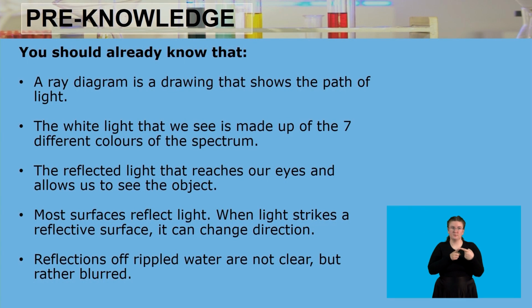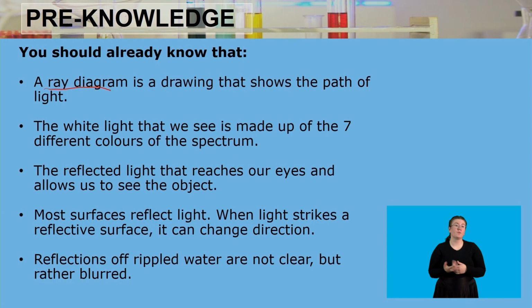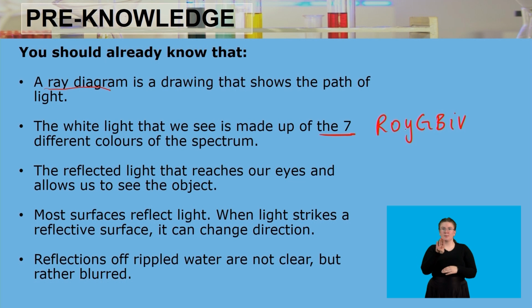So these are the things that you already know by now. Before even starting with this lesson, there are certain things that you already know. Number one, a ray diagram is a drawing that shows the path of light. So a ray diagram is that drawing that shows us the path taken by the light coming from the source and also into the surface, and then either being reflected or being refracted in this case. We also know that the white light that we see is made up of the 7 different colors of the spectrum that we are able to see. Remember the Roig beam. Now, they are arranged in terms of increasing frequency.